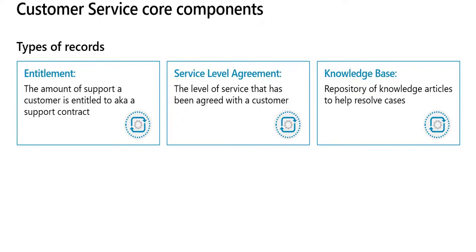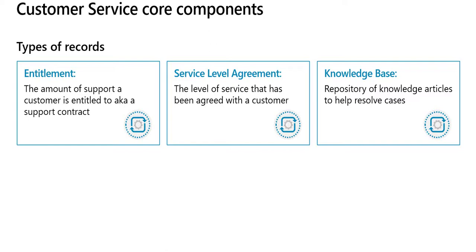Apart from it, we do have entitlements, SLAs, which we call service level agreements, and the knowledge base. Now, what exactly is an entitlement? Entitlement means what type of requests you are allowed, or what type of services you are entitled for. Let's say you are using a credit card from Citibank and you are entitled to raise 3 fraud requests in a year, and those 3 requests could be raised either through a chat box, through a text message or a phone call. So you are entitled for this type of services.